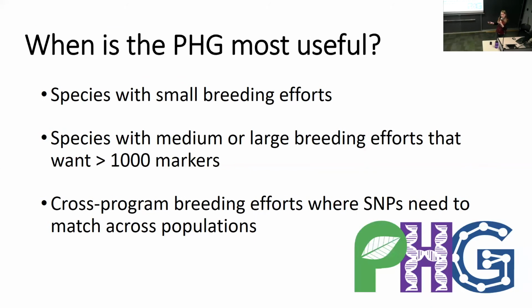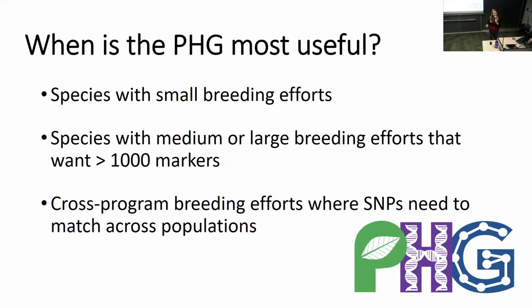So that gets us back to our original question. When is the practical haplotype graph most useful? And the answer is, one, if we're working in a species that has fairly small breeding efforts, the PHG can help get us cost-effective genotyping. Another is that if we're working in medium or large breeding programs, but we want more than 1,000 or 2,000 markers, the PHG can also help fill in some of that marker information that we might want.